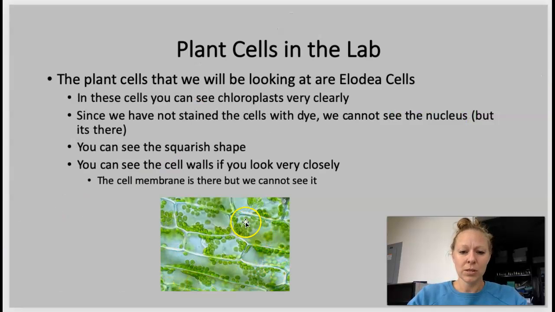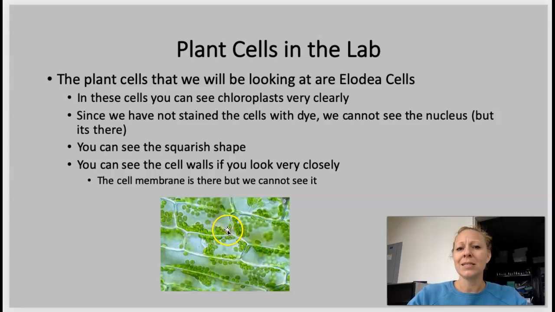And so this is what the plant cells are going to look like in our lab. And we can see here that we can see these chloroplasts. So this is one cell right here. This is one cell right here. This is one cell right here. And so we have all of these different chloroplasts. And if you're lucky, we might be able to see cytoplasmic streaming, which means these chloroplasts are moving around, which is really cool.